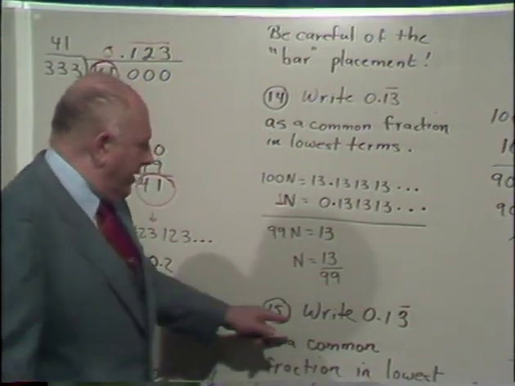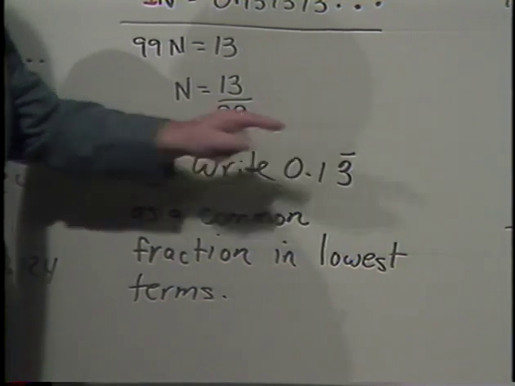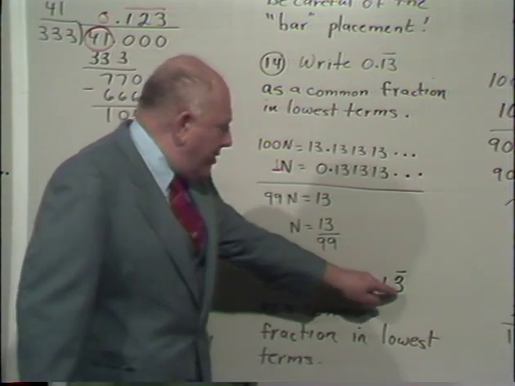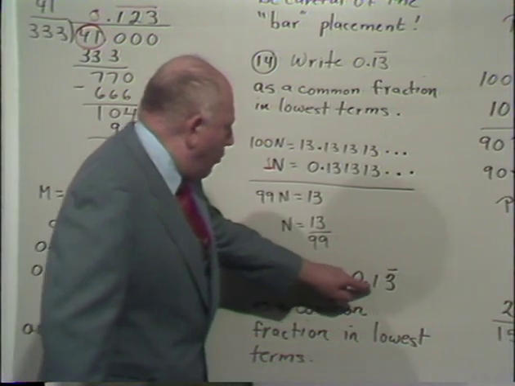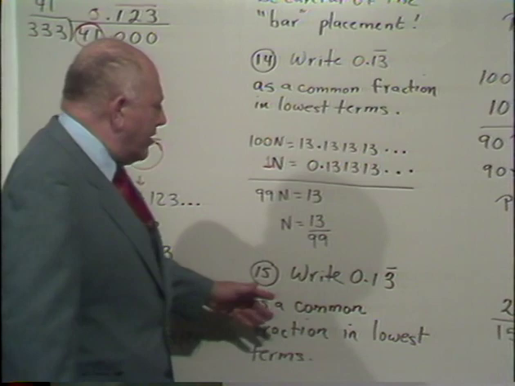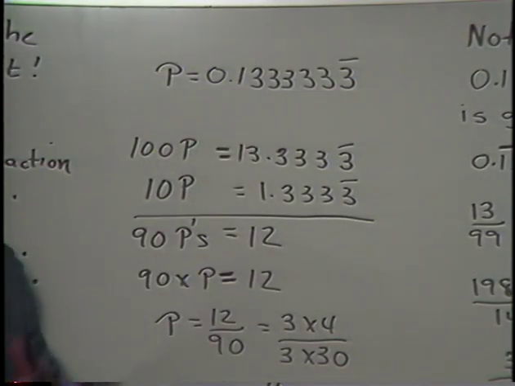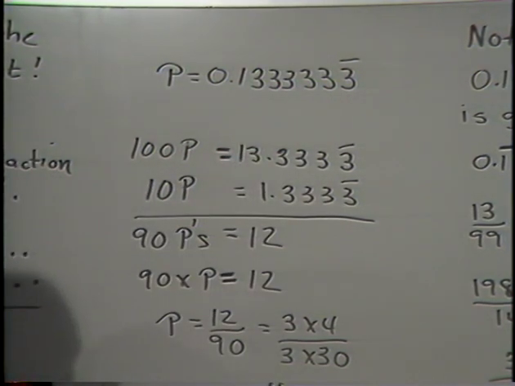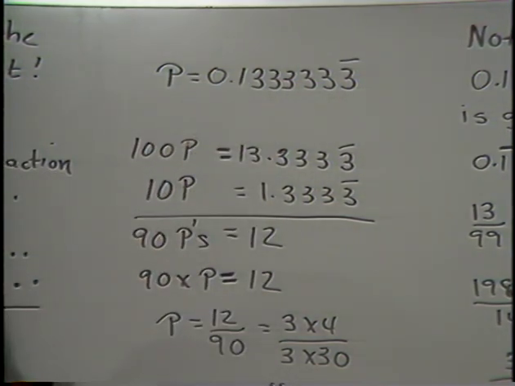Now watch problem number 15. Problem number 15 looks the same. But if you look at this carefully, look where the bar is. The bar is only over the 3. That tells me that the only thing that's repeating is the 3. See, when I say write 0.13 with a bar only over the 3 as a common fraction in lowest terms, let me call that number p. p is a decimal point, a 1, but the 1 is not part of the repeating cycle. The only part that keeps repeating are the 3's. Now, this is tricky. You see, I don't want the 1 in here because the repeating cycle is the 3's.